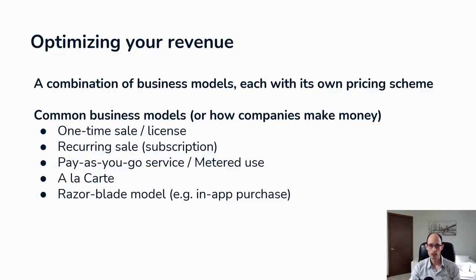The razor blade model, or freemium model, is the idea that you give something for free or very cheaply, but then after a while you start charging the customer for using the initial product or for extending what you can do with it. So it's like a razor, which you get for a very low price, but then have to pay a recurring and heftier sum for the blades themselves.